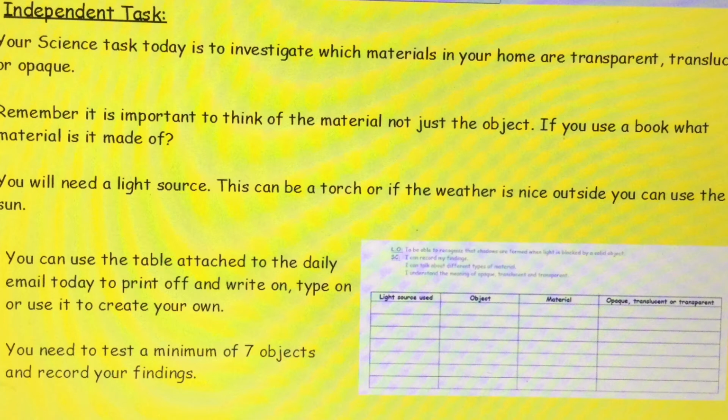You can use the table attached to the daily email today to print off and write on, type on, or use it to create your own. There are 4 columns. Your first column says the light source that you've used, and there you can write the torch or the sun. Your second column is where you write the object that you are testing. The third column is where you write the material of your object. And the final column is where you write if the material is opaque, translucent or transparent. You need to test a minimum of 7 objects today and record your findings.